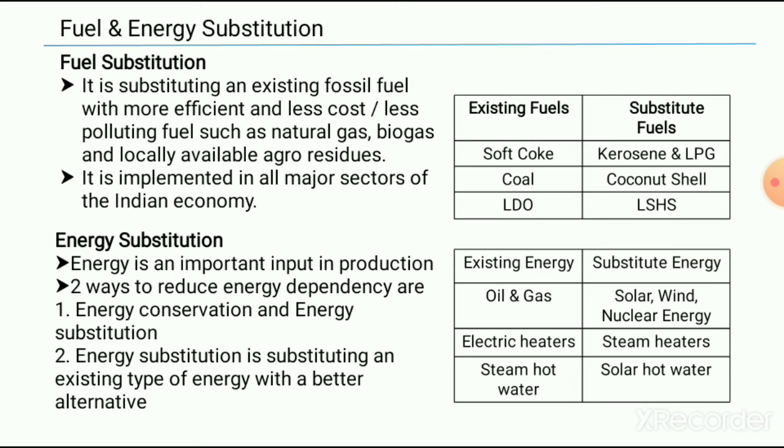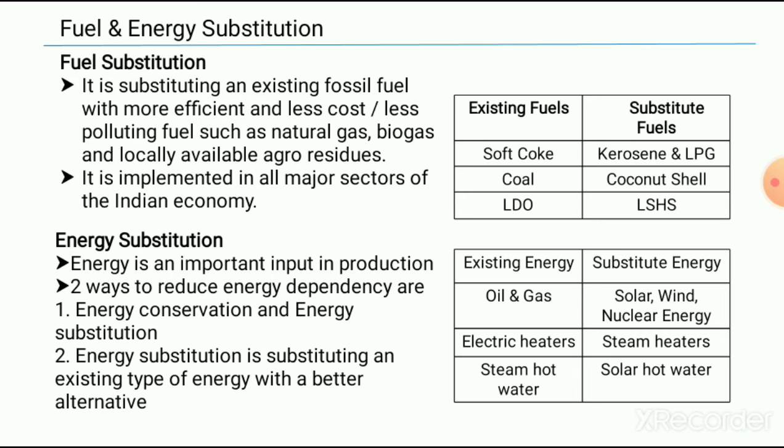Next bit is fuel and energy substitutions. First we will see fuel substitution. It is a substitution of existing fuel with more efficient, less costly as well as less polluting fuel. For example, soft coke is replaced by kerosene and LPG. Second, coal is replaced by coconut shell. LDO is replaced by LHS.